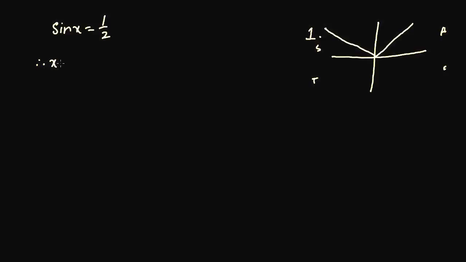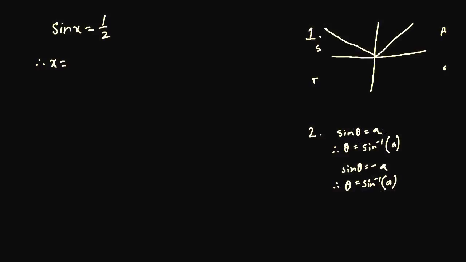Step number 2 is to find the angle. We call it the basic angle or the reference angle, and the basic angle is always the absolute value. That means if you have sine theta equals a, the basic angle would be sine inverse of a. If it was sine theta equals minus a, even then the basic angle would be sine inverse of a. Regardless of whether the value is positive or negative, you ignore the sign and get the sine inverse. So the basic angle would be sine inverse of half, which is 30 degrees. So we have the basic angle.